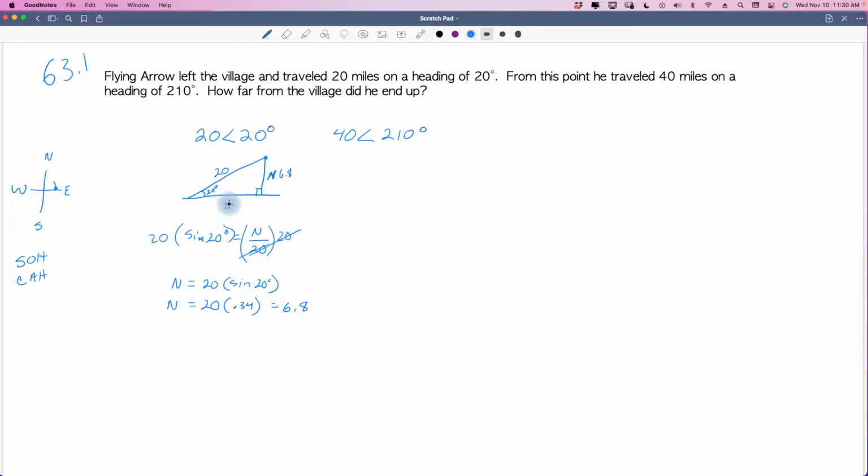And then we do the same thing for e, and e is going to be the cosine, which is the adjacent over the hypotenuse. So what we end up doing is we multiply the cosine of 20 times 20, right? Because of this same principle that we did here. So we're going to say 20 times the cosine of 20 degrees. And the cosine of 20 degrees is 0.94. And when we multiply that by 20, we get 18.8. So east is 18.8.